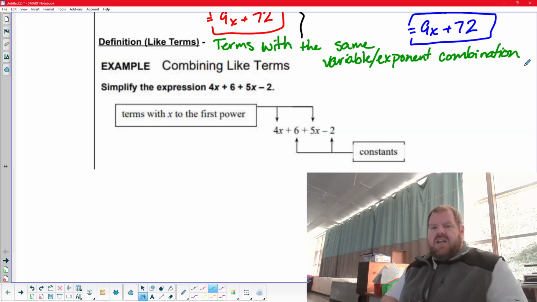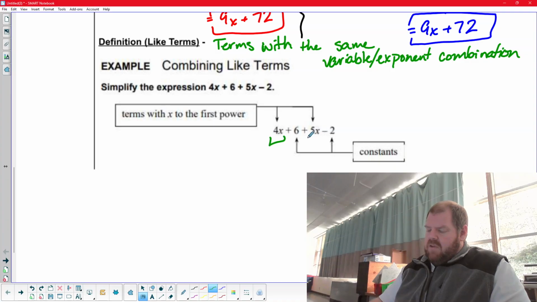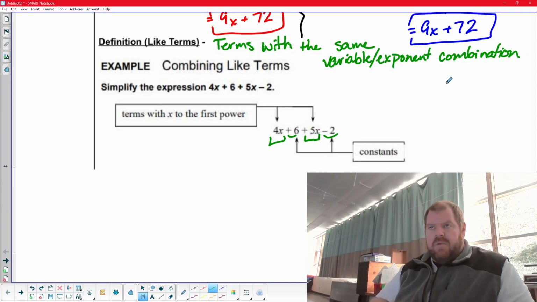So looking at an example of like terms, in these two I have a 4x and a 5x. Those are both a number of x's to the first power. So they have the same variable and exponent combination. The two other numbers, the 6 and the -2, are both numbers with no variables and no exponents. So technically they're alike also.